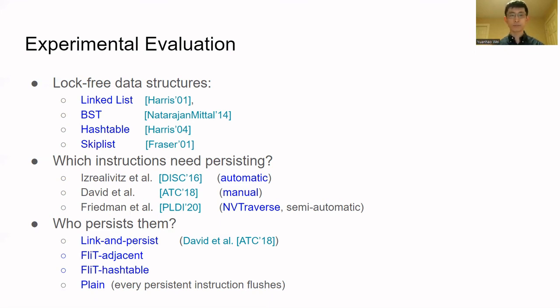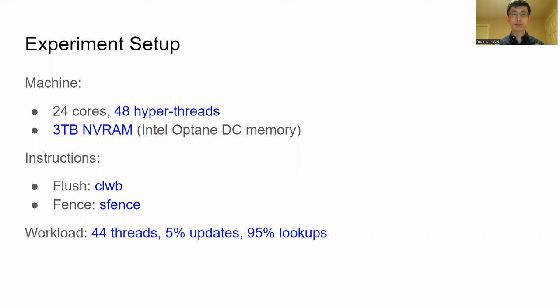in our experiments. Our experiments were run on a machine with 48 hyperthreads and 3 terabytes of Intel Optane non-volatile memory. For the flush and fence instructions, we use CLWB and sfence respectively. And the graphs that I'll show are run with 44 threads, where 5% of the operations are updates and 95% are lookups.